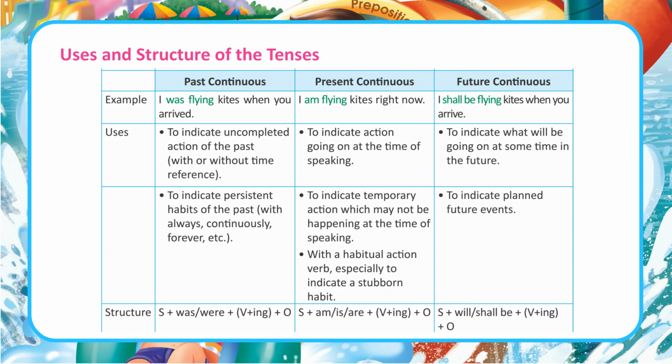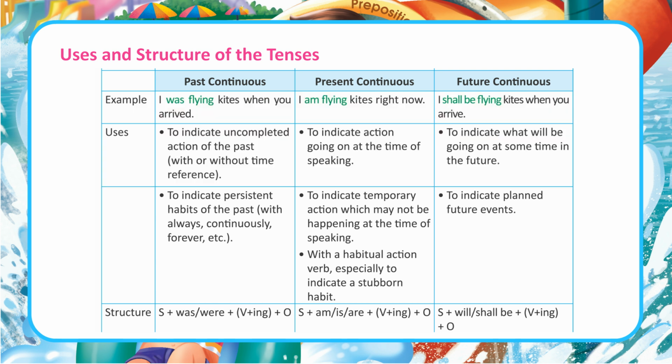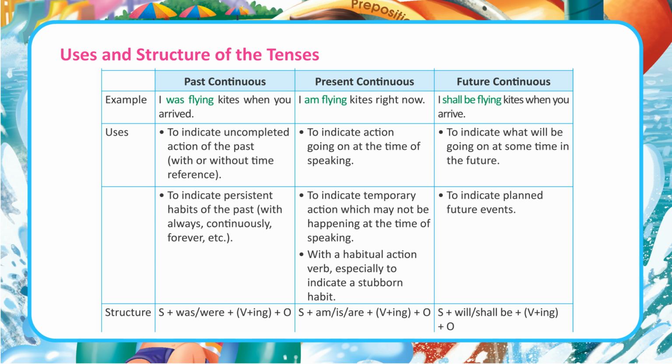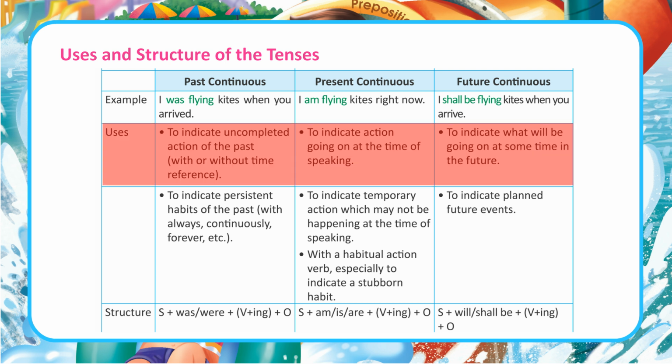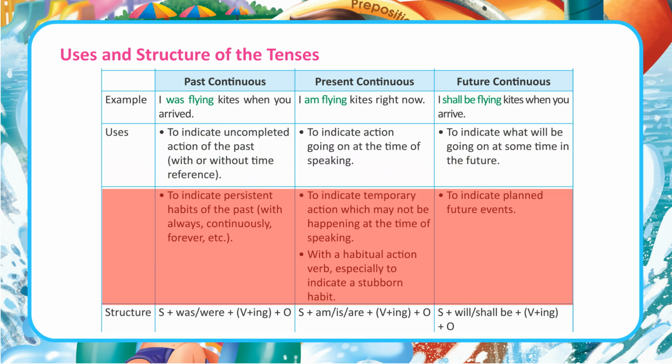Past continuous, present continuous, future continuous. Example: I was flying kites when you arrived. I am flying kites right now. I shall be flying kites when you arrive. Uses: to indicate an incomplete action of the past, with or without time reference. To indicate action going on at the time of speaking. To indicate what will be going on at some time in the future.